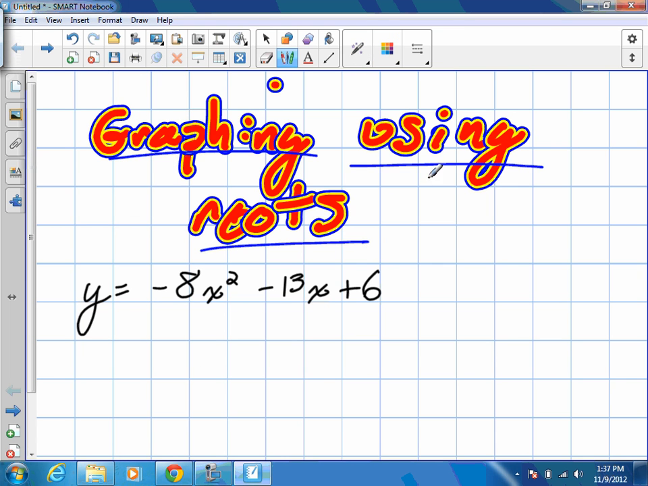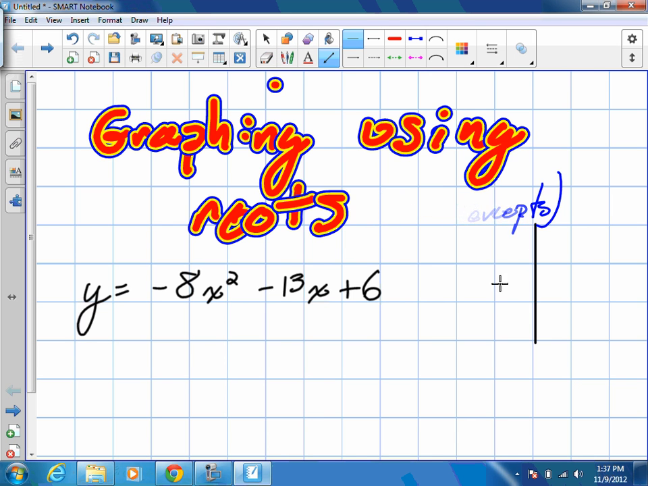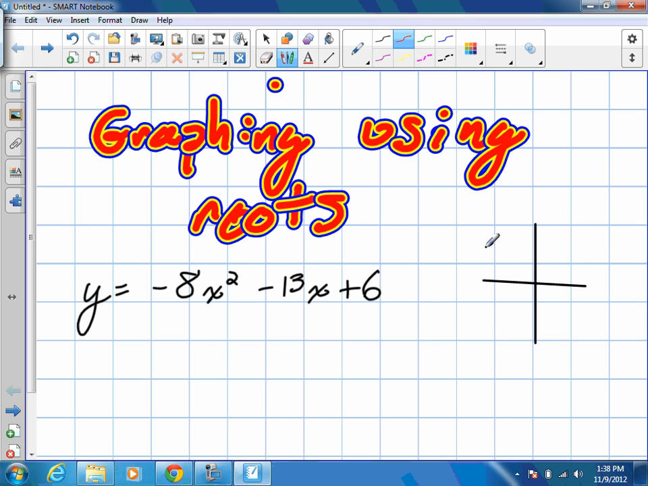Graphing using roots. Roots are x-intercepts. Okay? So when we talk about roots, we mean x-intercepts of the graph. We have our parabolas normally. And what we're going to be working on is finding our two roots. Then from there, finding a vertex and graphing our parabola.